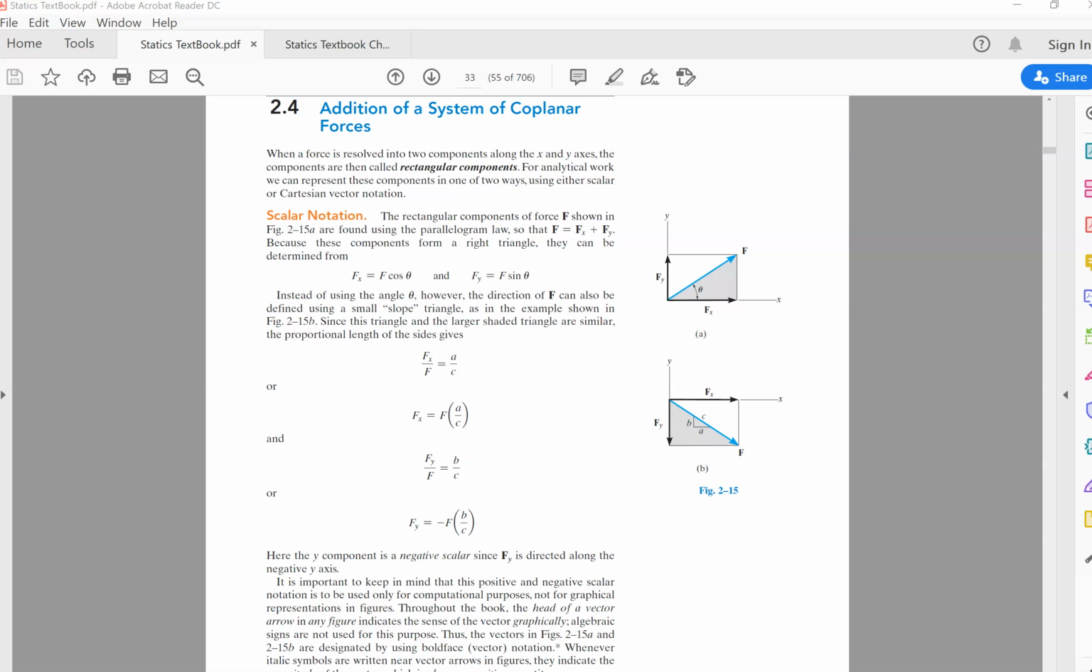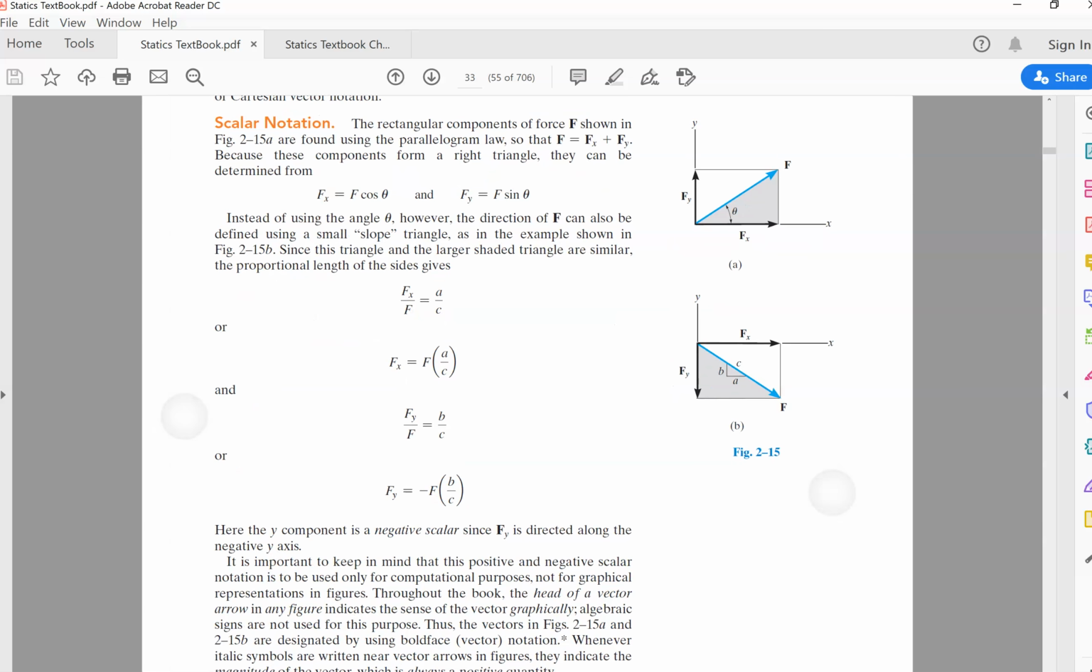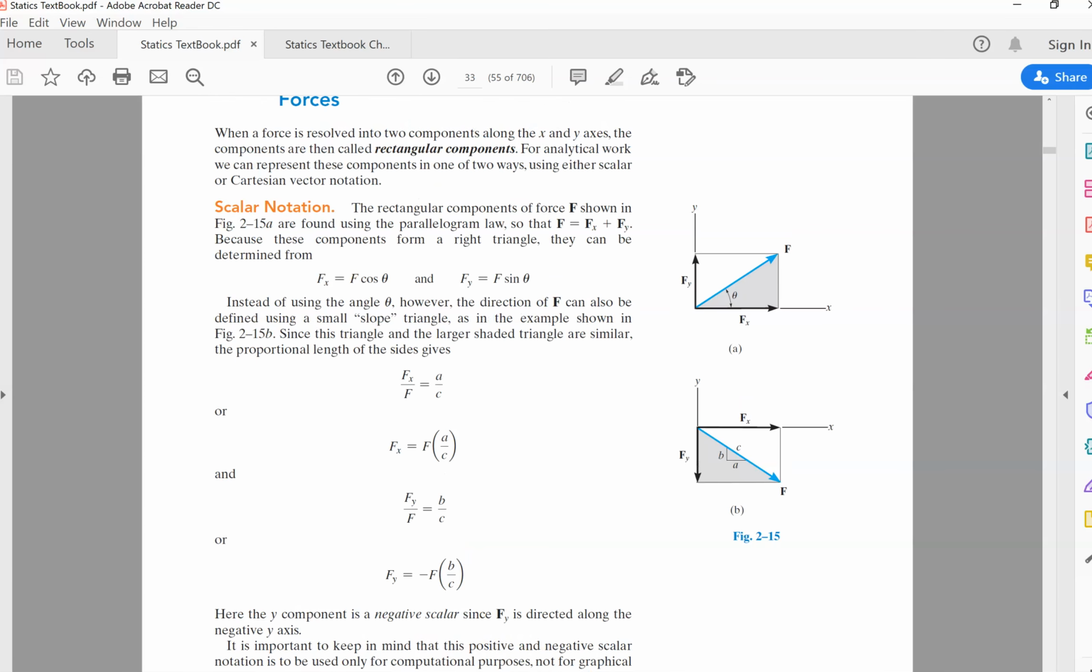Now we're going to go to 2.4 of the textbook, which is addition of a system of coplanar forces. This is something that I've covered in the previous lesson, but I'm going to repeat it again because this is very, very important. You'll be using it throughout the statics lessons, and you need to familiarize yourself with it, and you need to move at a very fast pace when you're calculating this particular topic.